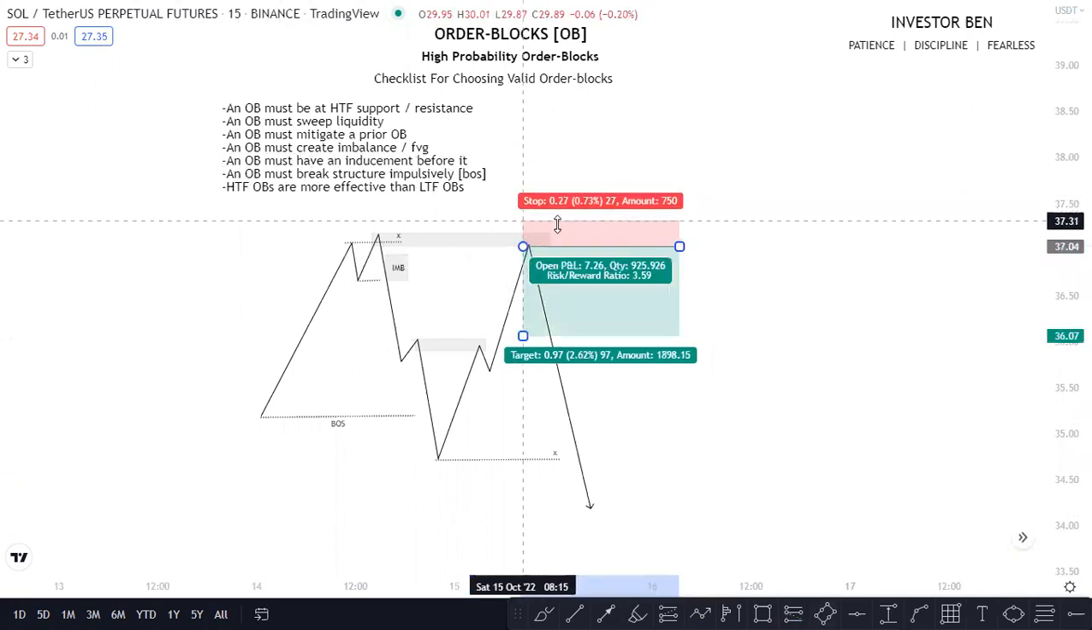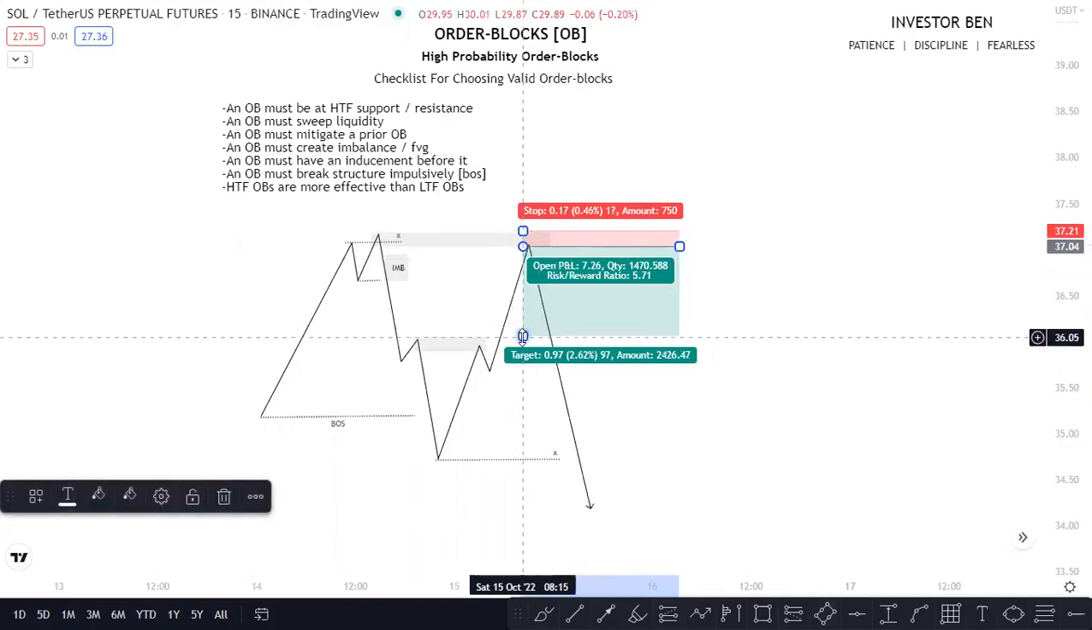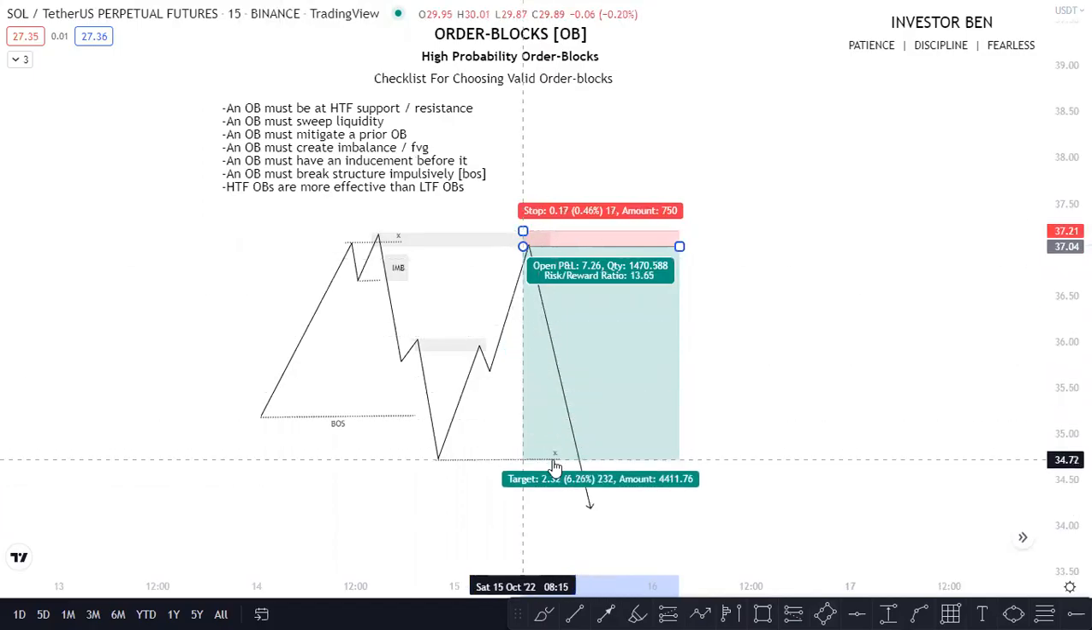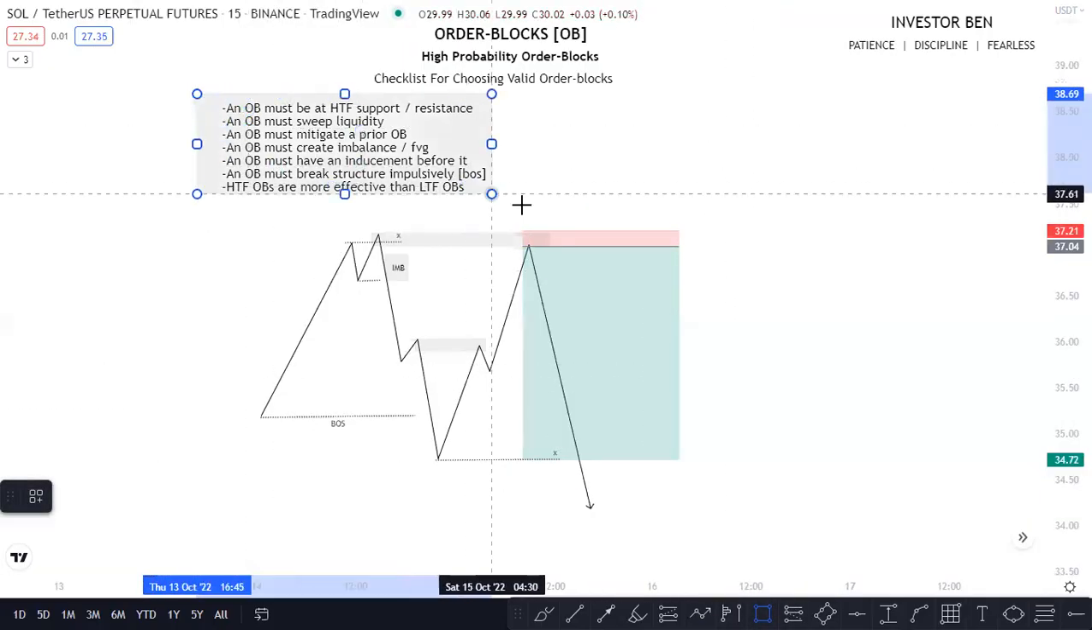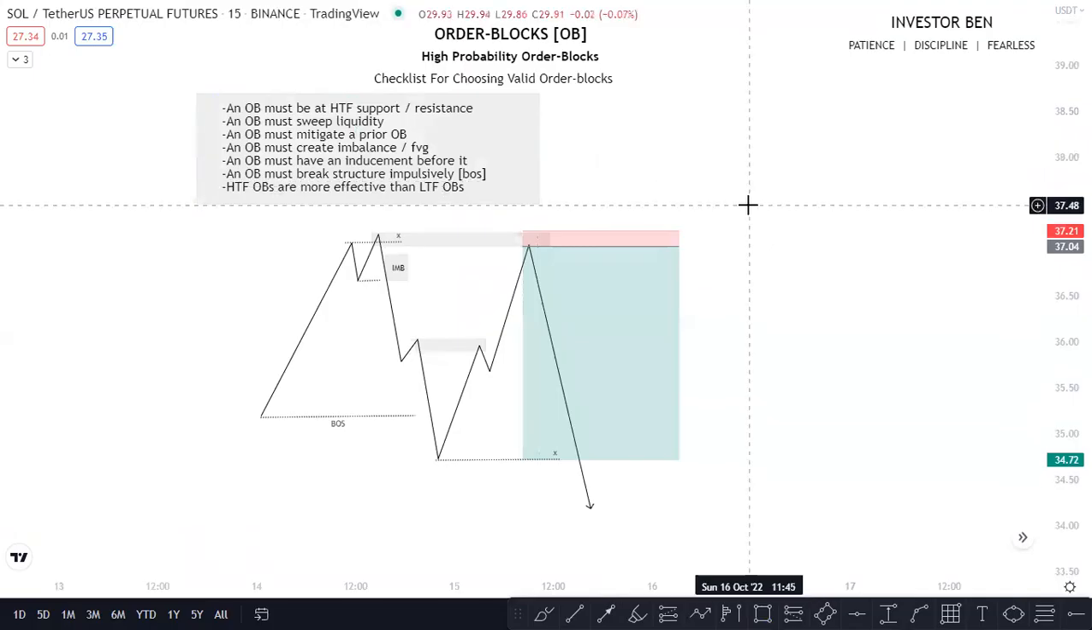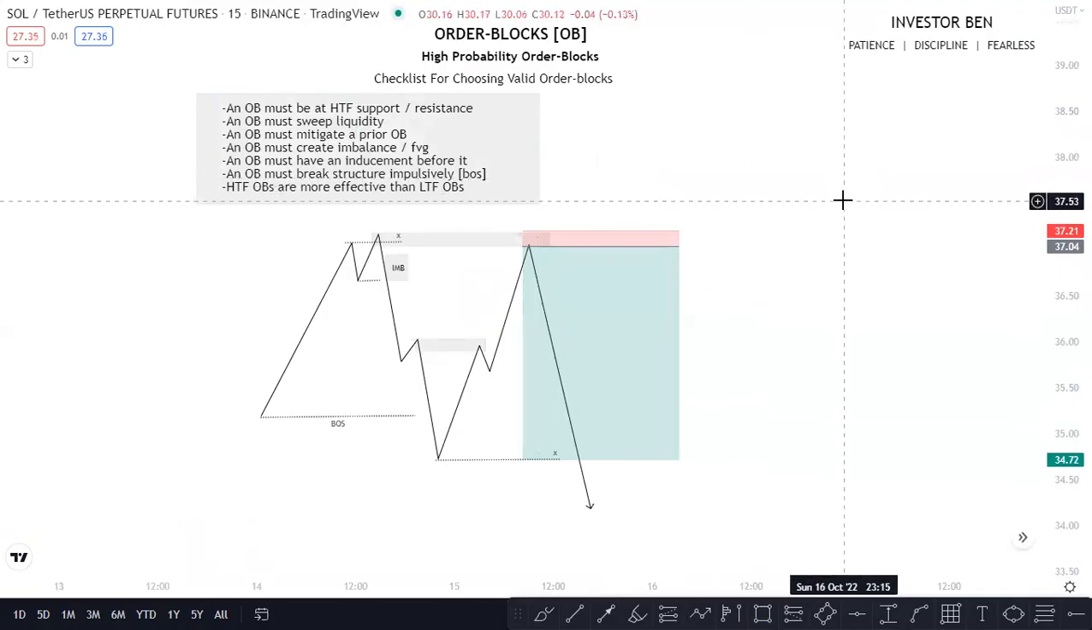Same thing for a long setup. For a long, you set your take profit target at this low, right? So now let's quickly look at the chart and see where all of these checklists were present in the charts.